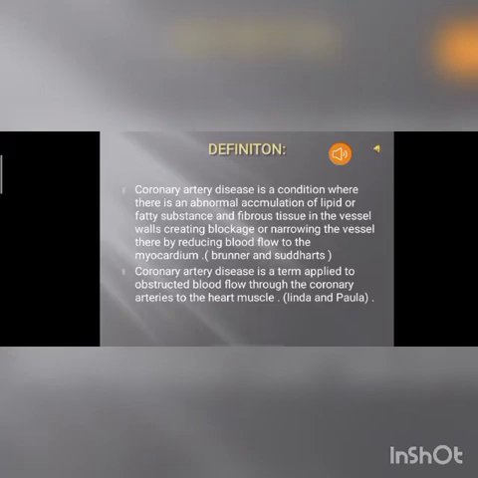Coming to the next definition, given by Linda and Paula: coronary artery disease is a term applied to the obstruction of blood flow through the coronary artery to the heart muscles. It is the same, when there is obstruction, it will lead to coronary artery disease.